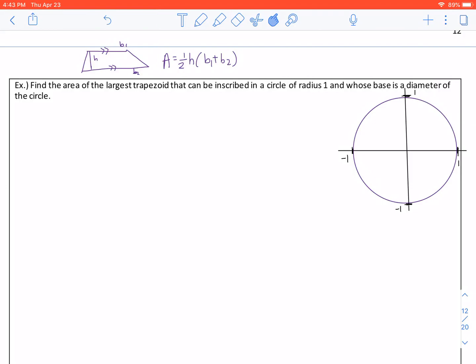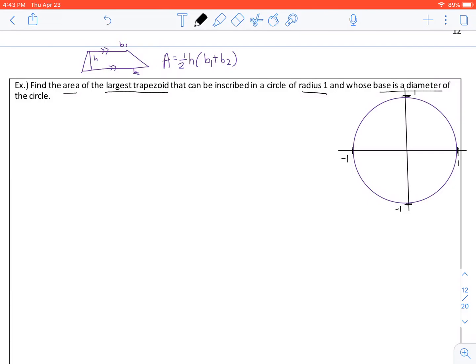I put the trapezoid picture up at the top of the page along with the area formula, and then I also drew a circle with radius 1. So looking at this closer, it says find the area of the largest trapezoid that can be inscribed inside a circle, and the circle has radius 1 and whose base is the diameter. So base is the diameter of the circle.